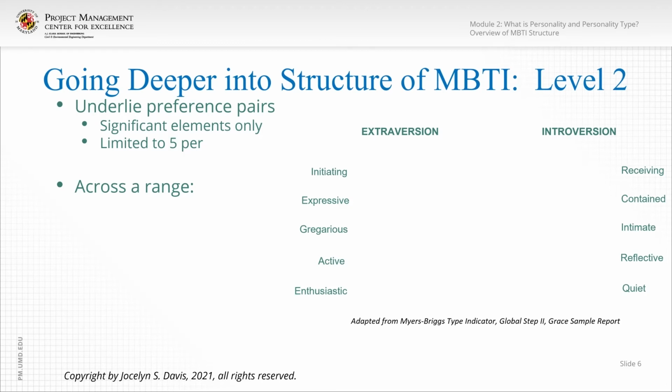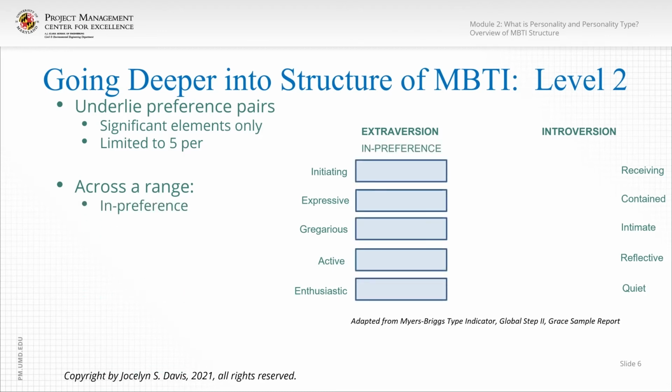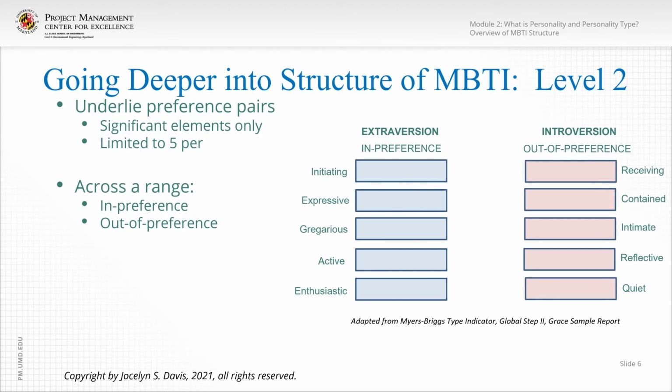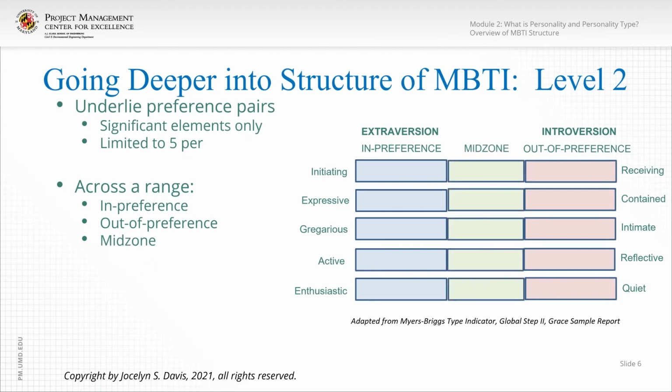And it's reported in 3 zones. The first zone is where it's in preference. The second zone is where it's out of preference. And the third zone is where it's in the middle. It's not clearly one, extroversion in this case, or introversion.